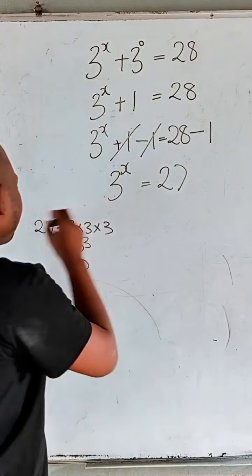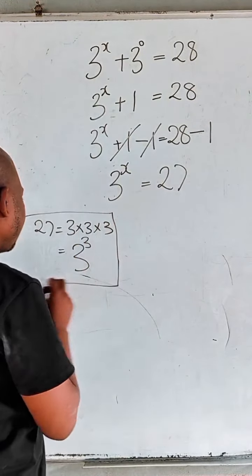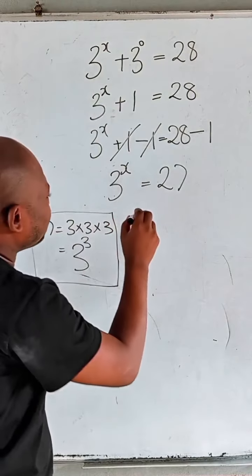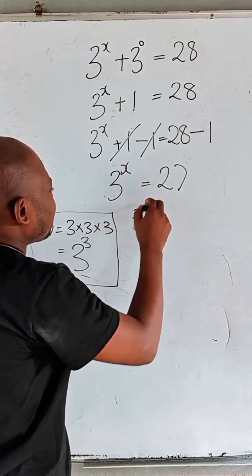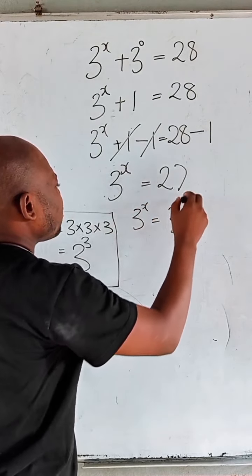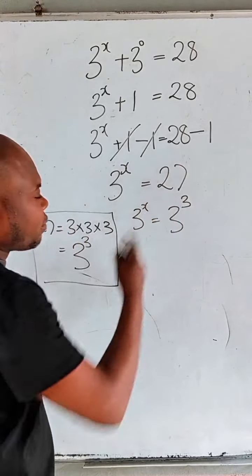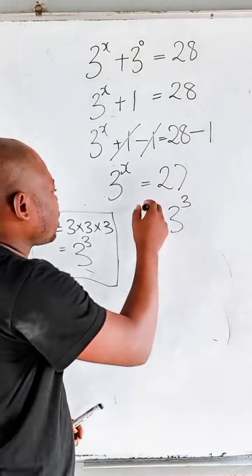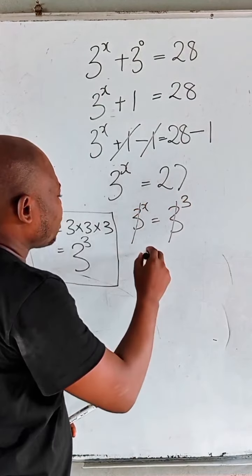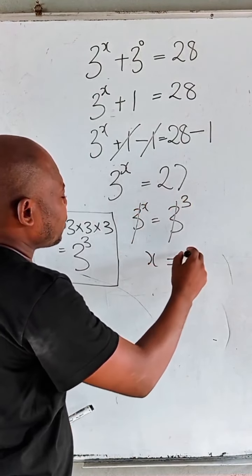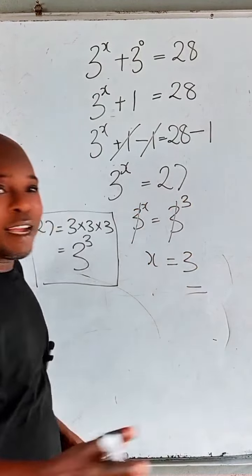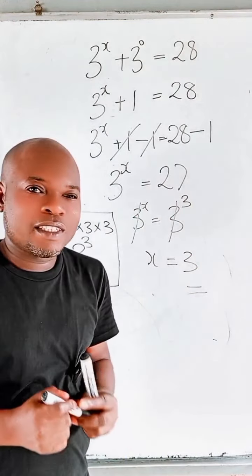Okay, so what we have now, we can put it in brackets, of course. So what we have now becomes 3 raised to the power of x equal to 3 raised to the power of 3, in place of 27. And at this point, the bases are the same, so we have this and this go. So we have our x to simply be 3. And that is how it is simplified.